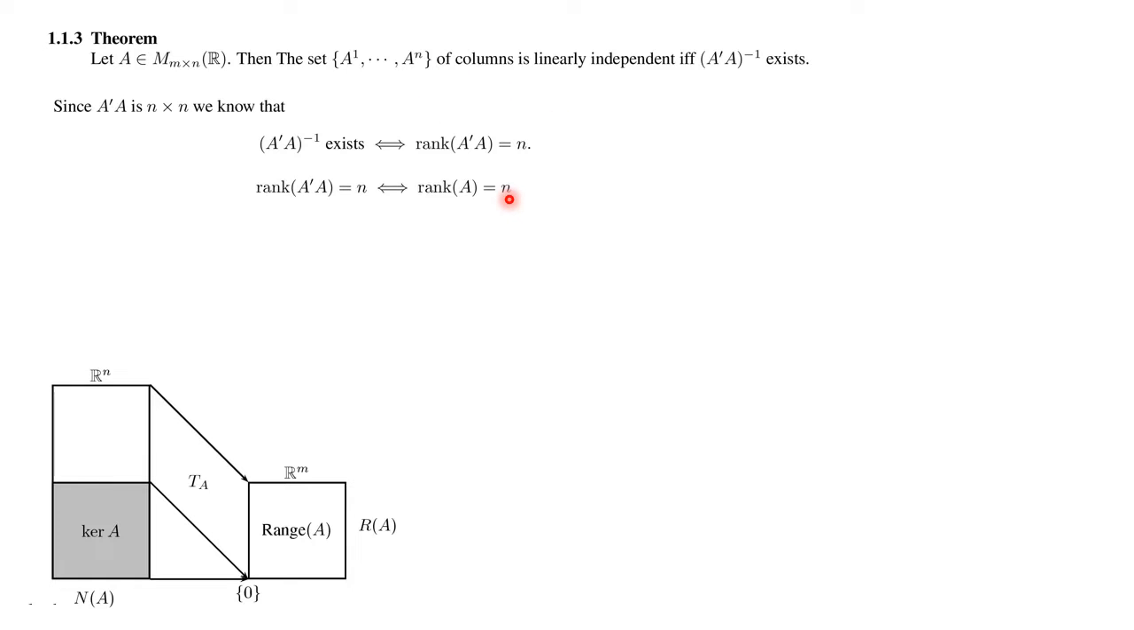The rank of A transpose A is the dimension of the whole space, which is n. In other words, the rank of A is equal to n. And that happens if and only if that set of columns is linearly independent.